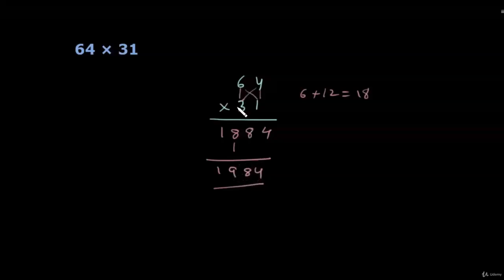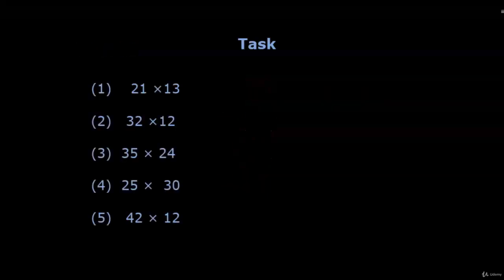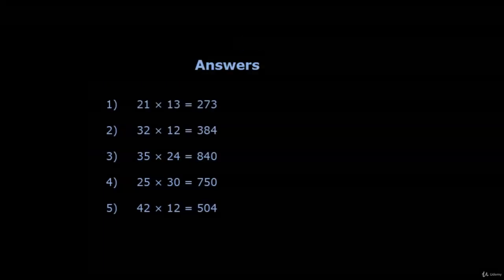Vertically, first column, crosswise, first and second column, and then again vertically, last column. So this is the technique vertically and crosswise. And now there is a small task for you to practice more problems. And answers are also given to you.